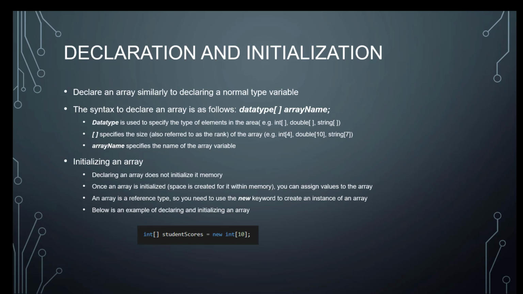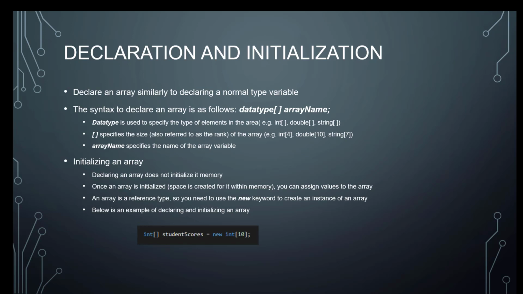So you declare an array in a similar way to how you declare a normal variable. The syntax to declare an array is you define the data type. The difference between this and a regular variable is once you define the data type, you put an open square bracket and then a closed square bracket, space, and then you give the name of the variable that represents the array of data types.